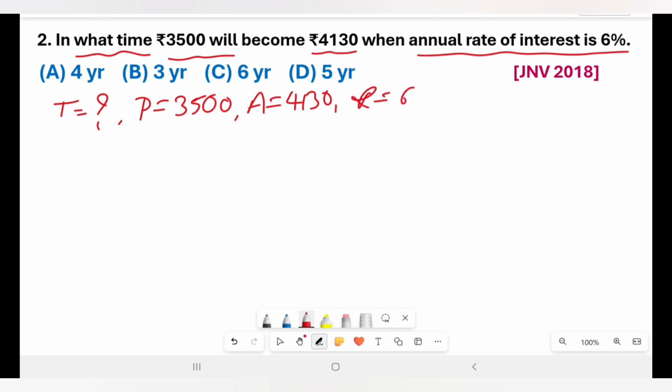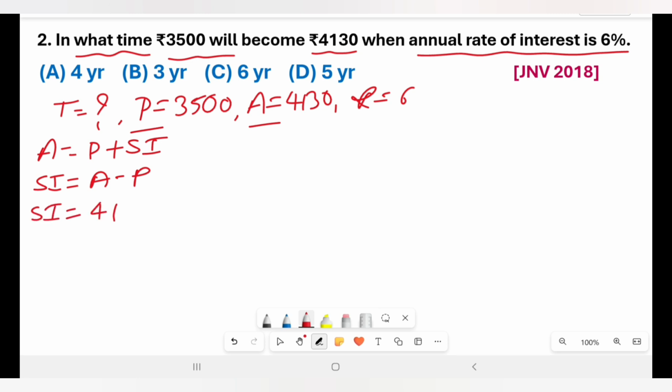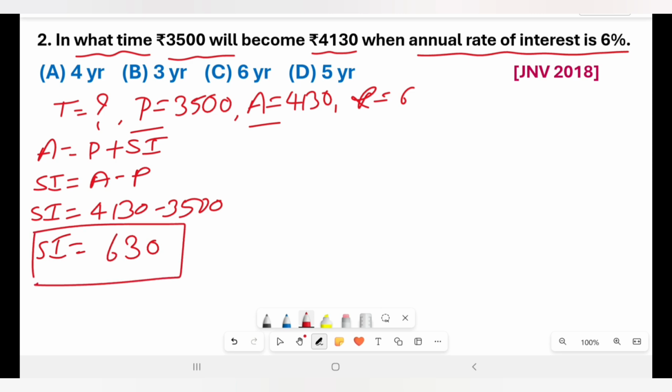As you know, the relation between amount and principal is amount is equal to principal plus simple interest, right? So simple interest is equal to amount minus principal. Here amount is given as 4,130 and principal is given as 3,500. If we subtract, here 30, and 11 minus 5 is 6. So 630 rupees is the interest.